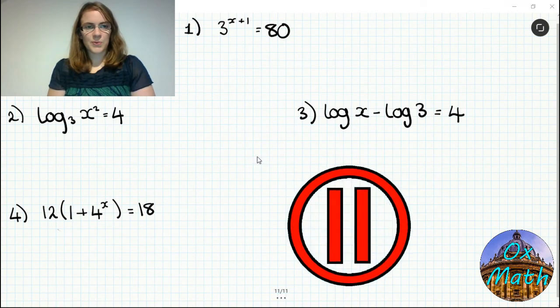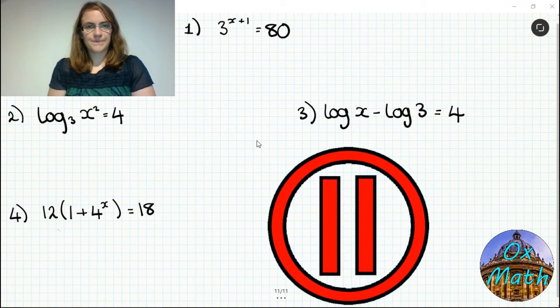So check your understanding of logarithms, pause the video and have a go at these 4 questions.